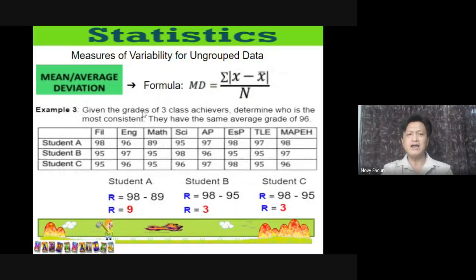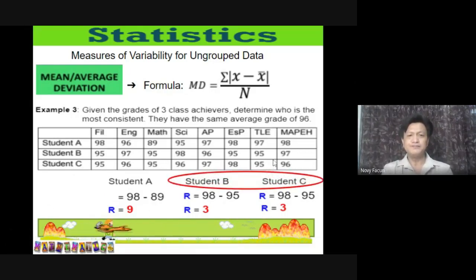So with that, balikan natin yung problem kanina, di ba? Since na-identify natin yung range nila ni student B at student C, para silang 3. So ngayon, i-apply natin dyan. Hahanapin natin yung mean deviation ni student B at student C. Si student A, hindi na siya isasali natin kasi ang layo ng agwat niya. 9 kasi yung kanyang range.